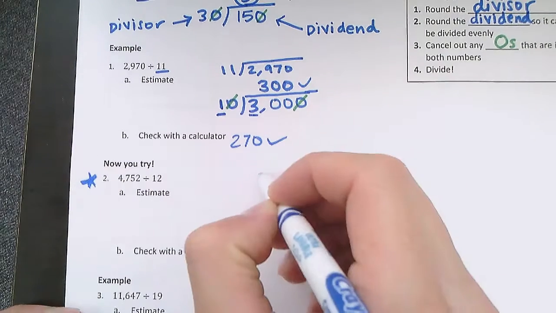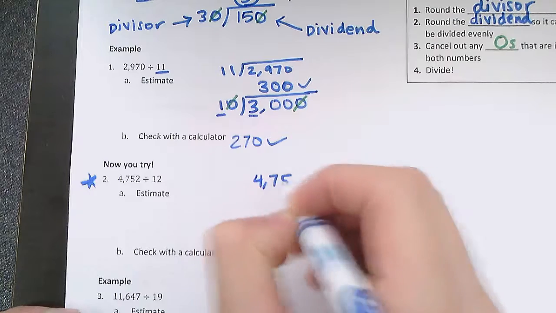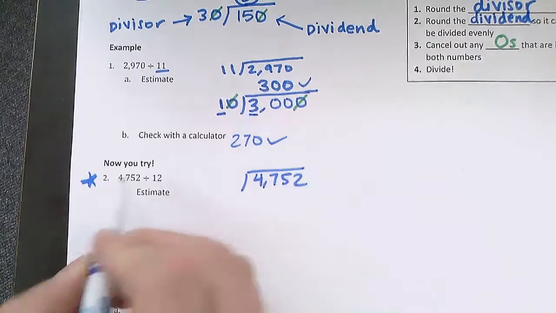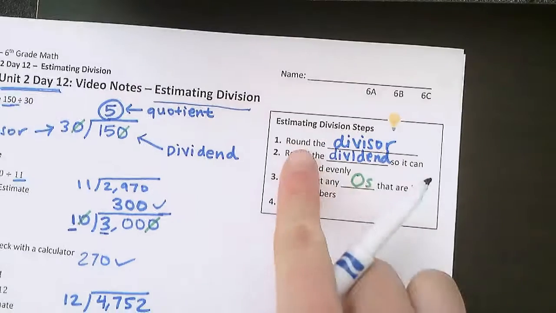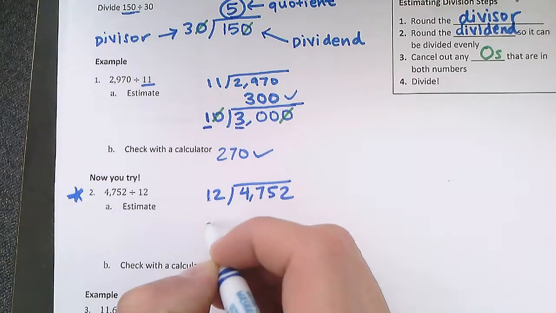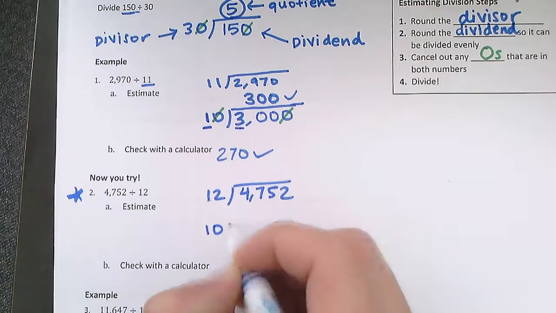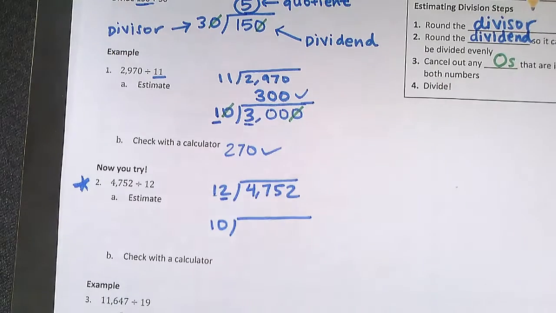Okay, so we have the dividend 4,752 divided by the divisor of 12. Step 1 is to round the divisor, the number we're dividing by. So let's do that. 12 rounds to 10 because 2 is less than 5, so it rounds down.